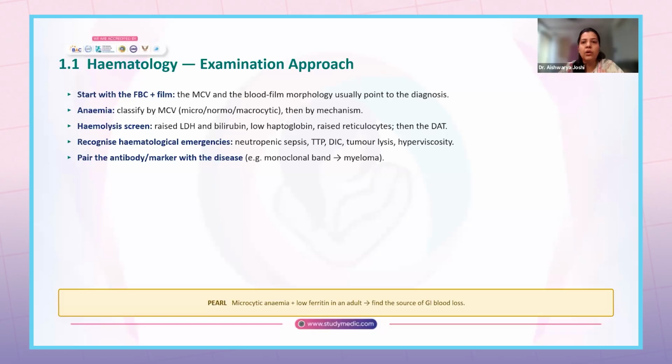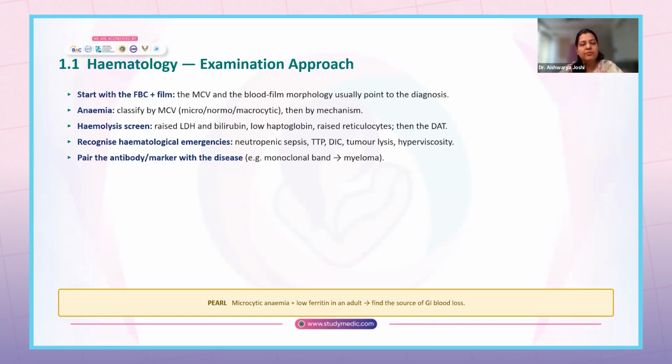So you will start with full blood count analysis. And if peripheral film is given, that is even better. The MCV and the blood film morphology will usually point to the diagnosis. If you see that anemia is there, either clinically or based on lab findings, you classify by MCV, that is mean corpuscular volume. You will identify whether it is microcytic, normocytic or macrocytic, and then by the mechanism, which you will be able to identify based on given history.